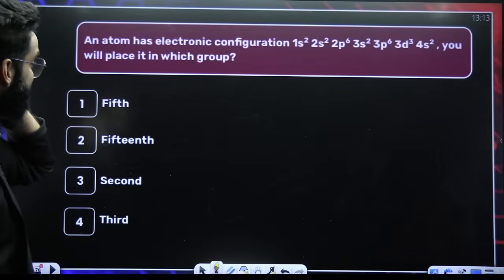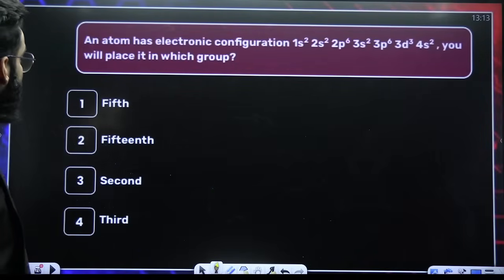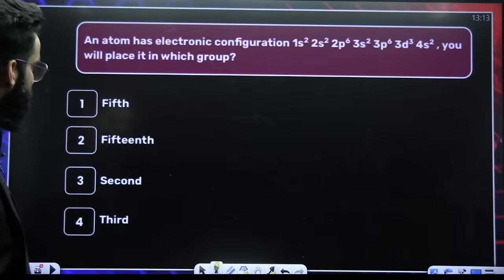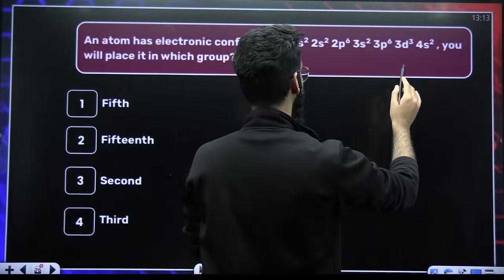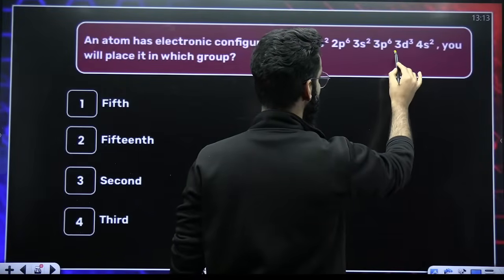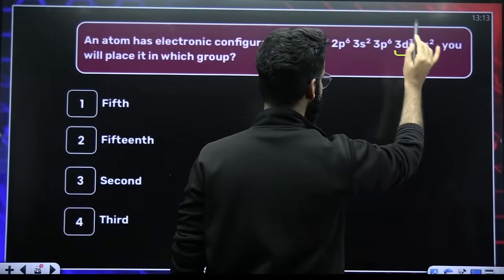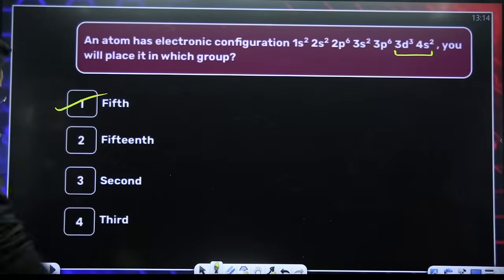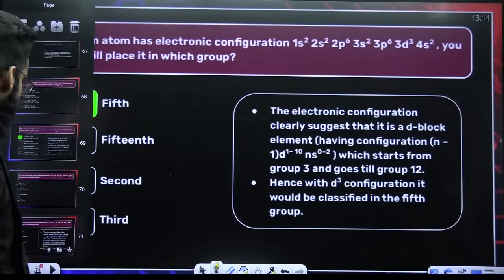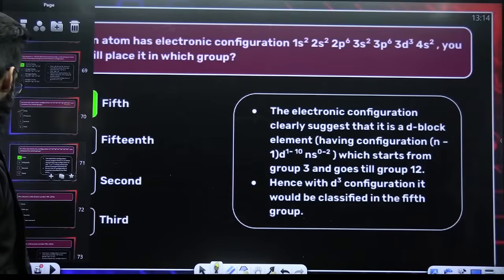An atom has this electron configuration. Where will you place it? Do you remember yesterday's trick? (n minus 1)d plus ns electrons. 3 plus 2 is 5.